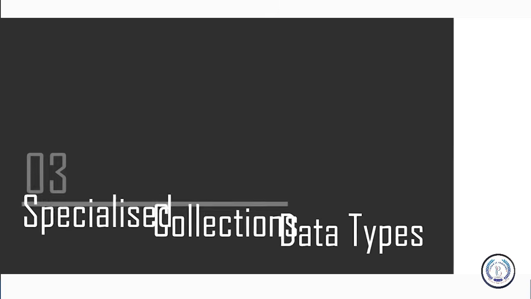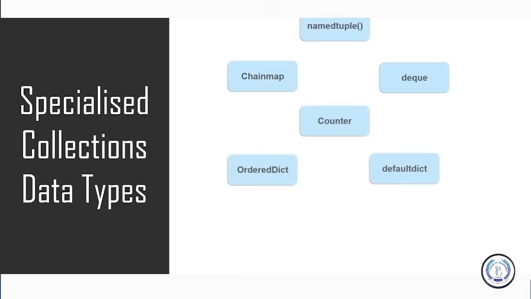Taking a look at the specialized collection data types, guys. First of all, we have namedtuple. Then we have ChainMap, deque. There is Counter, OrderedDict, defaultdict. Then we have UserDict, UserList, and UserString. So we'll be taking a look at each of them one by one, guys.